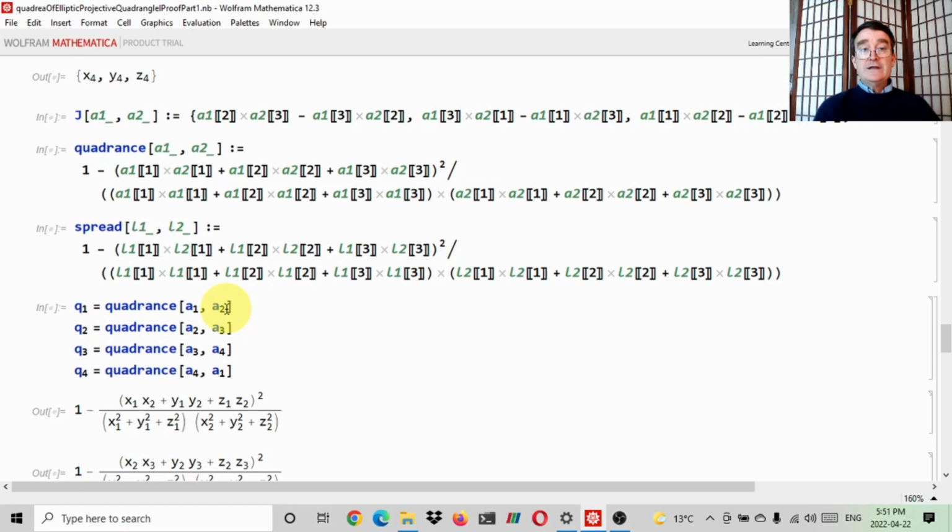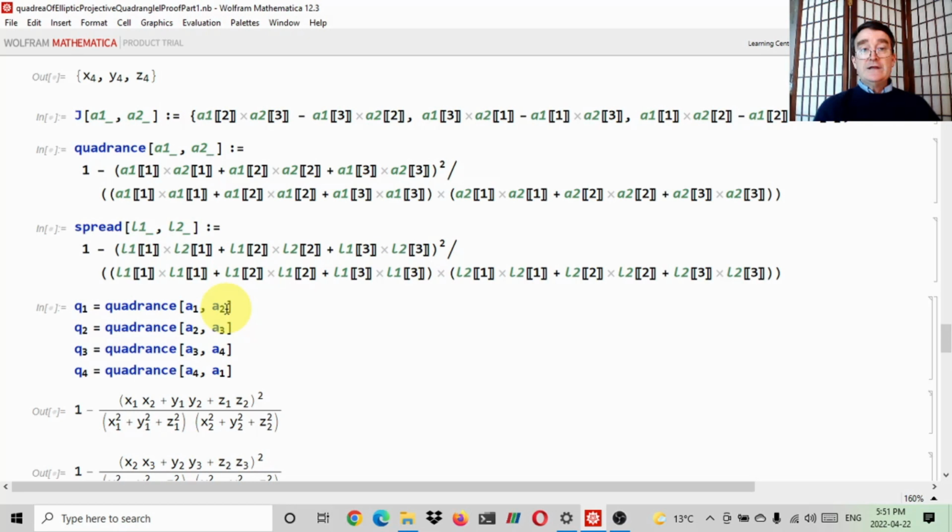Now, next we're going to calculate the lines L1, L2, L3, L4. L1 is the join between points A1 and A2. L2 is the join between points A2 and A3. L3 is the join between points A3 and A4, and L4 is the join between points A4 and A1. So this is L1, this is the expression for L2, this is the expression for L3, and this is L4.